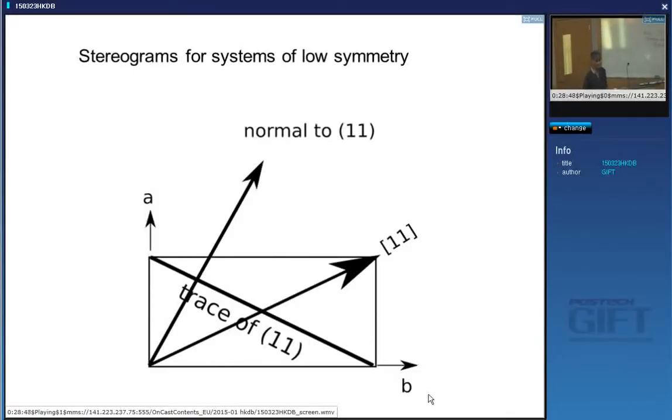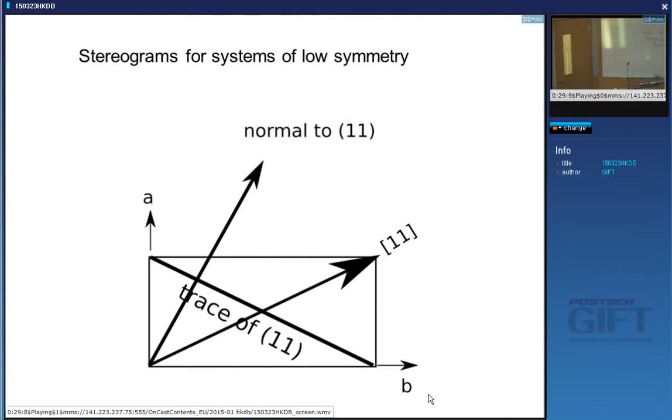We've dealt with stereographic projections of cubic crystals, and the beauty of the cubic crystal is that you don't need to worry about whether if you have a 1-1-1 direction, that's actually exactly parallel to a 1-1-1 plane normal, right? That isn't the case as soon as you're non-cubic.